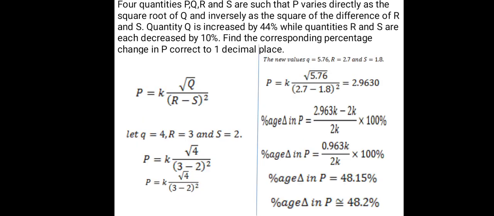Four quantities P, Q, R, and S are such that P varies directly as the square root of Q, and inversely as the square of the difference of R and S. Quantity Q is increased by 44%, while quantities R and S are each decreased by 10%. Find the corresponding percentage change in P correct to one decimal place. The percentage is 48.2%.